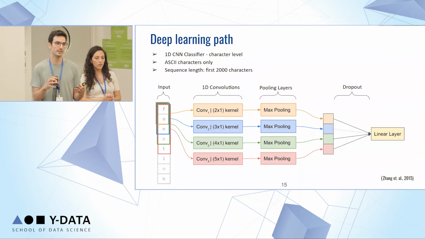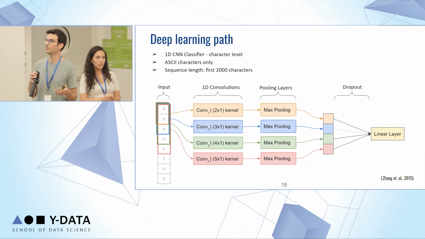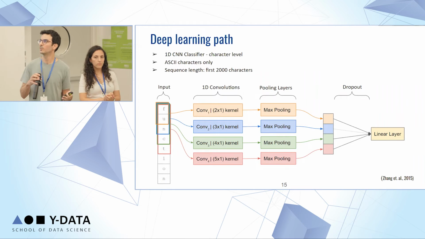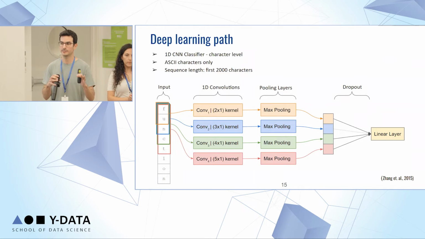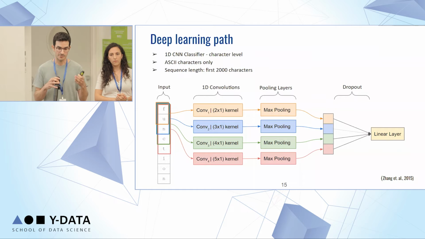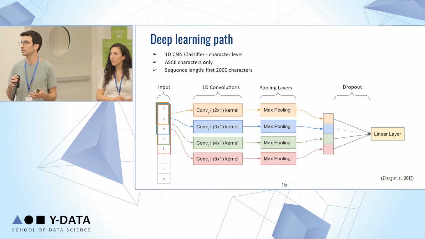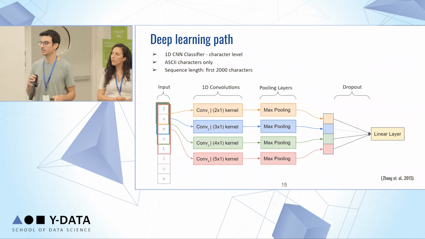So we ended up using a 1D CNN, a 1D convolutional neural network, and it was applied over the character level of the scripts. We used only ASCII characters, and the rest were padded with zeros. The input for the model was the first 2,000 characters of each script. That's it. And the architecture is as follows. We passed the scripts through various kernel sizes, followed by max pooling, concatenation, dropout, and finally a linear classifier. The idea was inspired by Zheng et al., 2015.